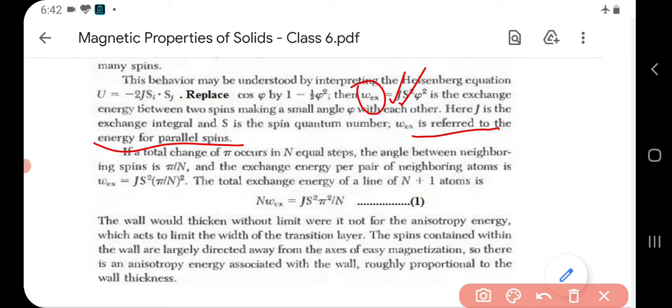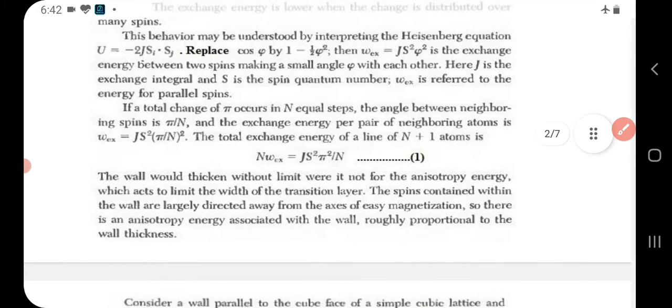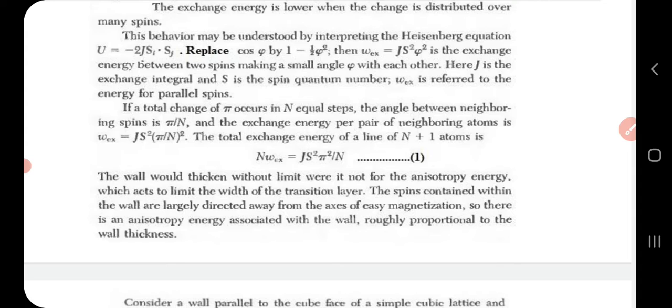Here J is the exchange integral, S is the spin quantum number, and W_ex is the energy for parallel spins. Now, if the total change of pi occurs in n equal steps, then the angle between neighboring spins is given by pi by n. At the same time, the exchange energy per pair of neighboring atoms is given by W_ex equal to J S square (pi by n) the whole square.